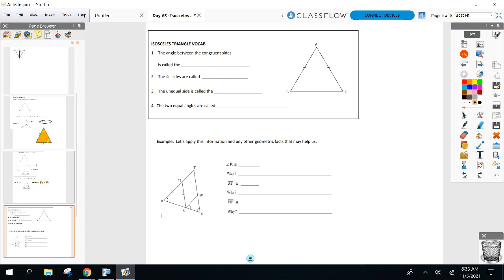Before I get to the algebra, we need to go over some vocabulary, because we've got to talk to each other. I don't want to say "the congruent sides," or "the non-congruent side." They actually have names. The angle between the congruent sides is called the blank. Anybody know? In my case, angle A. It begins with a V. Vertex. Good, guys. Basically the non-congruent angle is called the vertex angle. In this case, it would be angle A in my diagram.